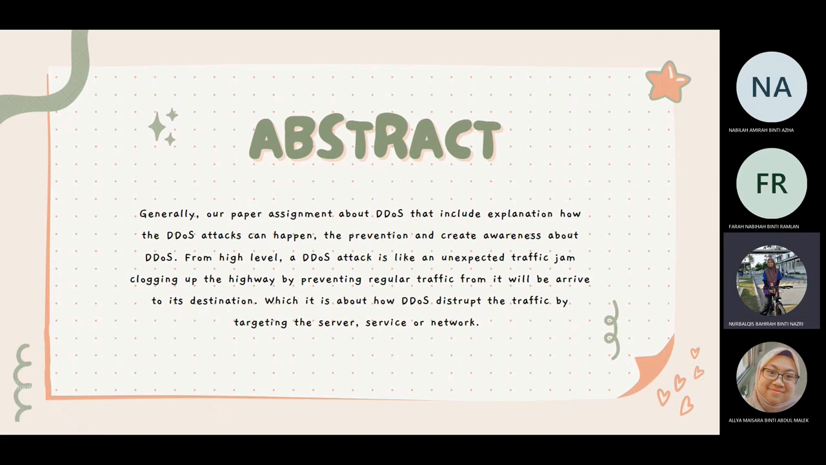So for the abstract, generally our paper assignment is about DDoS, including an explanation of how the DDoS attack happens, the prevention, and we also want to create awareness about DDoS. From a high level, a DDoS attack is like an unexpected traffic jam, clogging up the highway by preventing regular traffic from arriving at its destination. This is about how DDoS disrupts the traffic by targeting the server, service or network. For further information, I will go to the introduction.